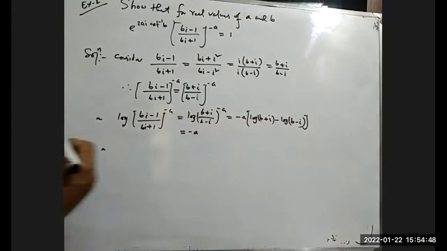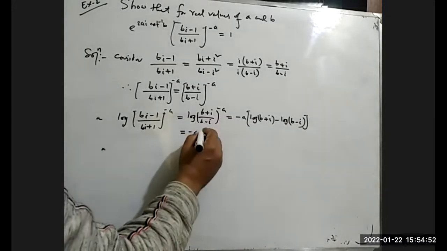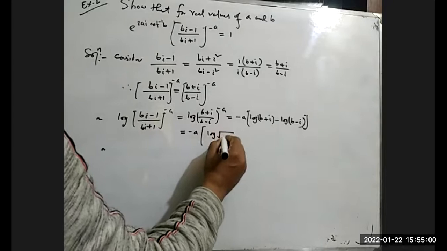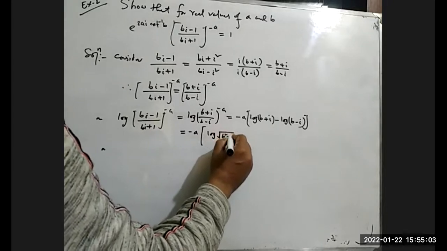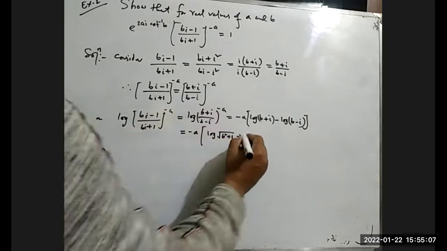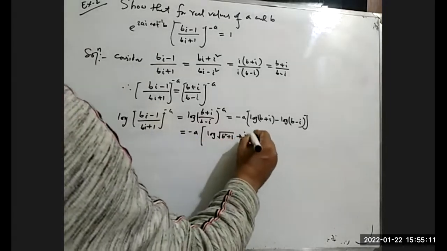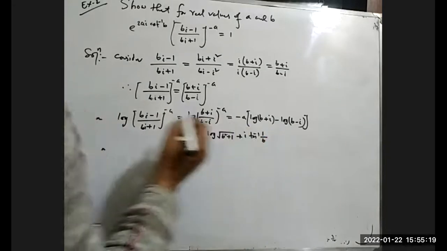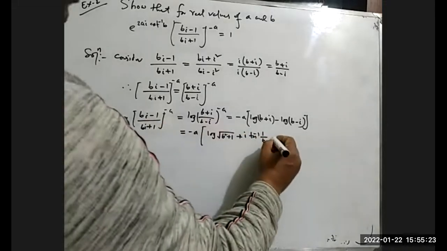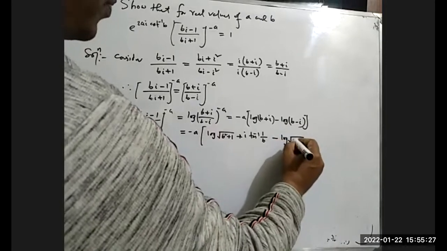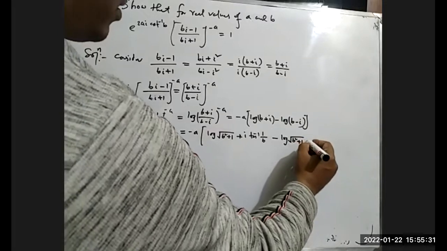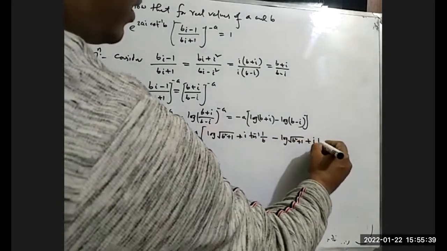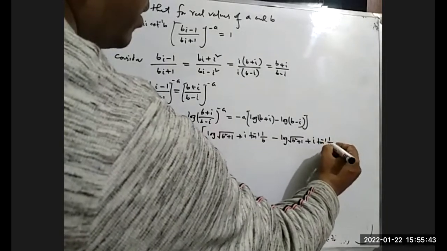Log b plus i can be written as log of root over imaginary part whole square plus real part whole square, plus i into tan inverse of imaginary part divided by real part. Minus this, also the same: log root over real part whole square plus imaginary part whole square, minus, and this minus minus will be plus, i tan inverse imaginary part divided by real part.